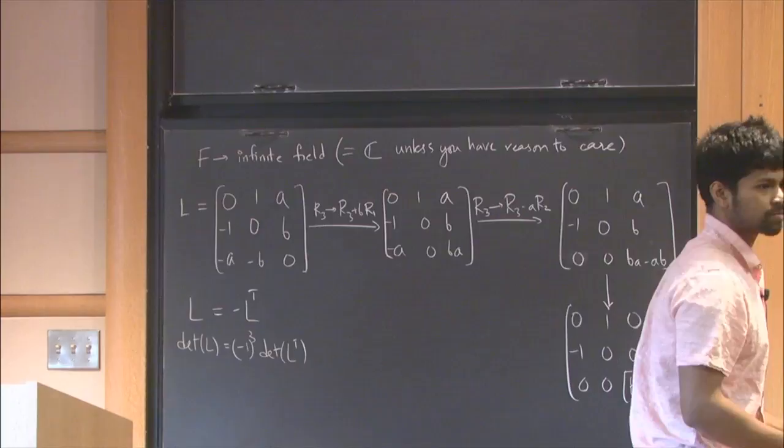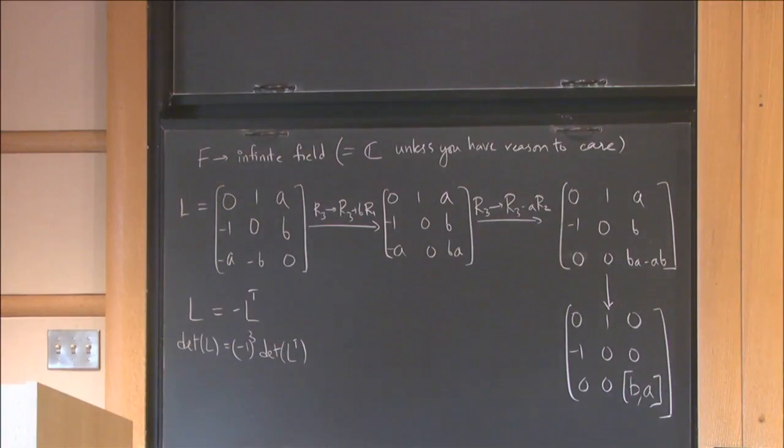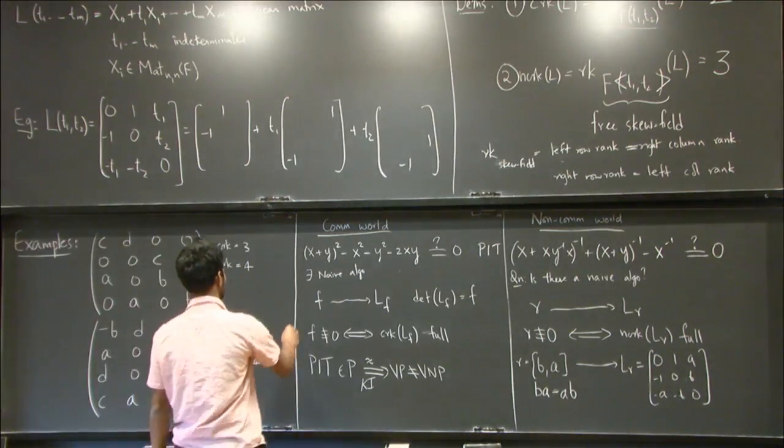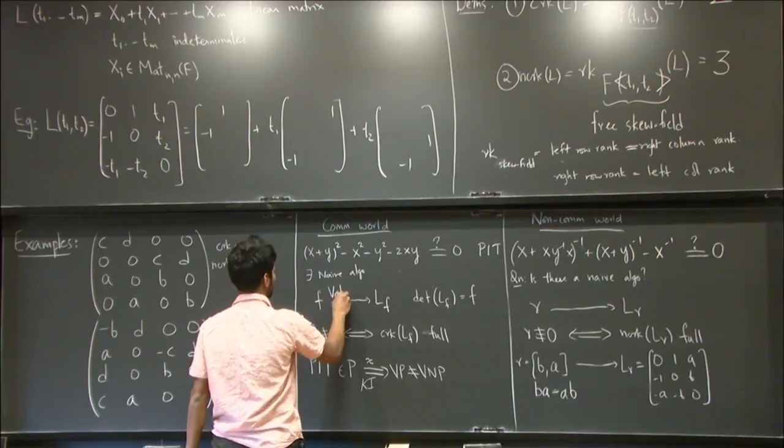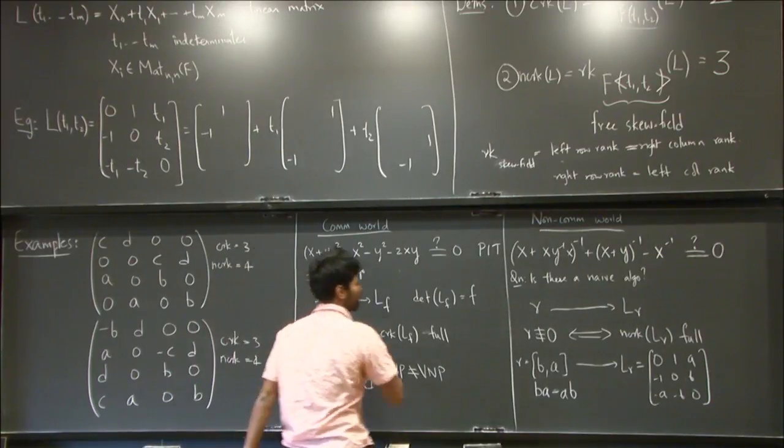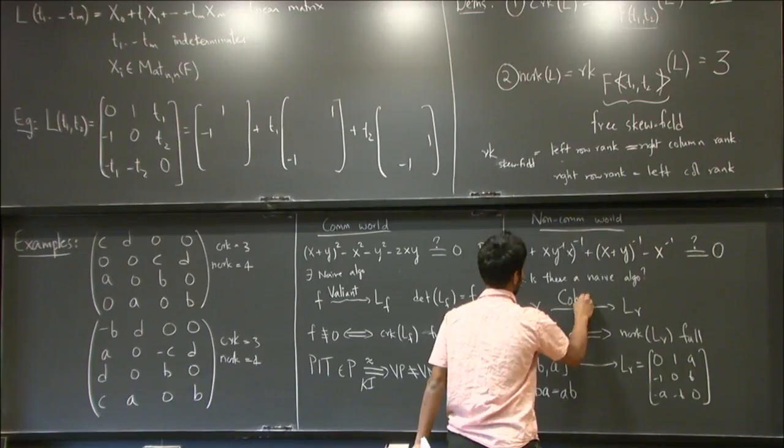Can you, for the sake of the video, write Valiant next to this reduction and Cohn next to this reduction? Okay. Valiant. Cohn.